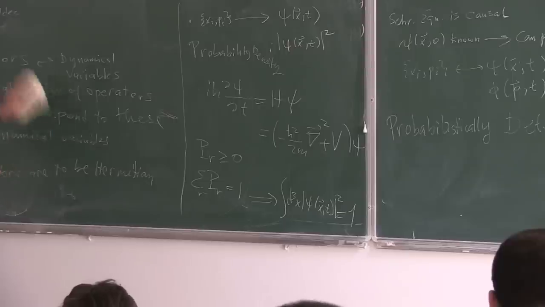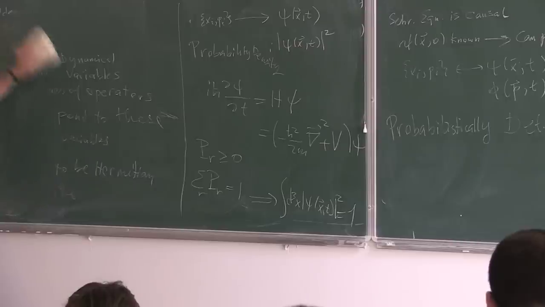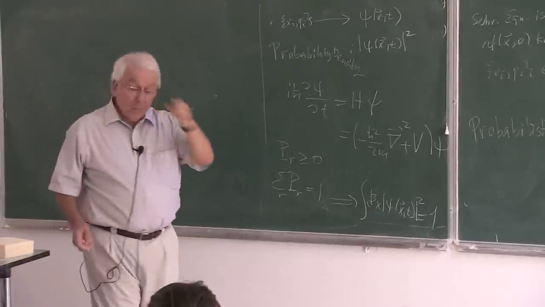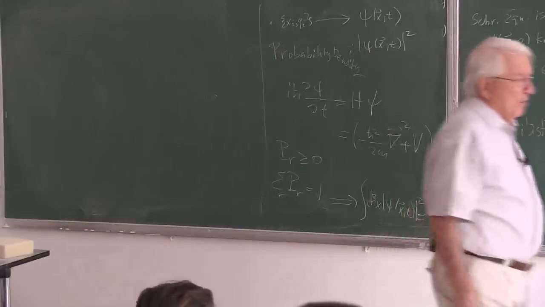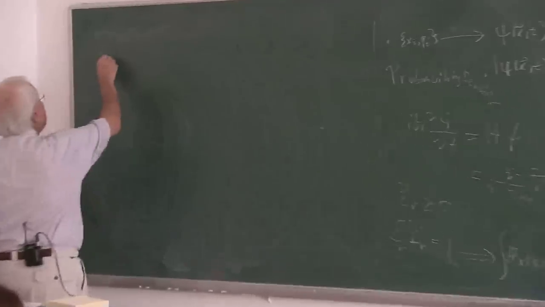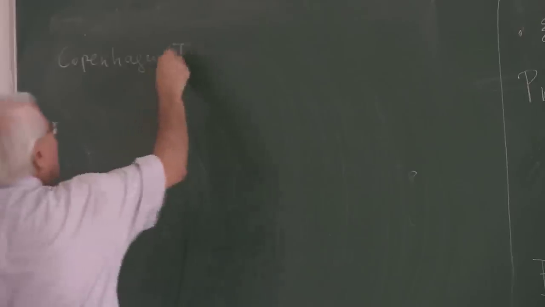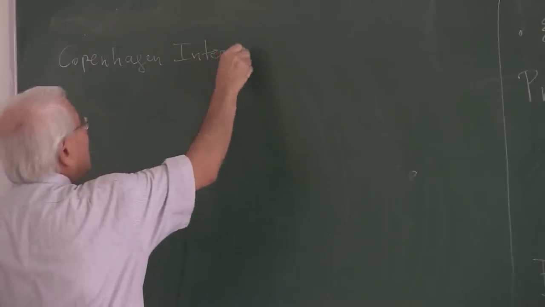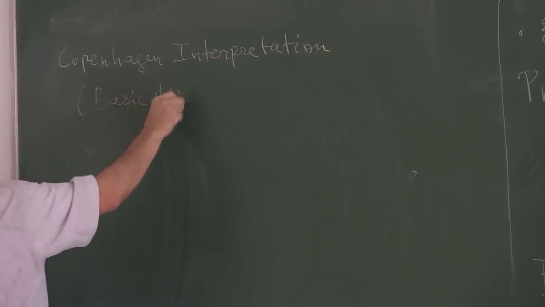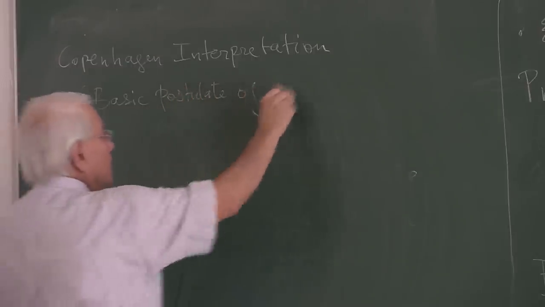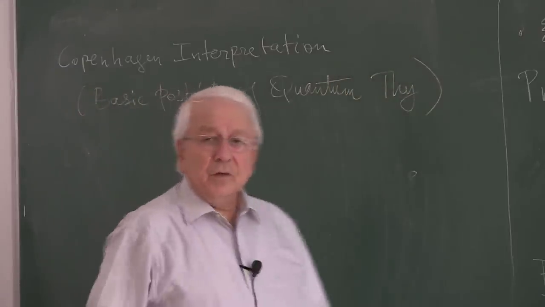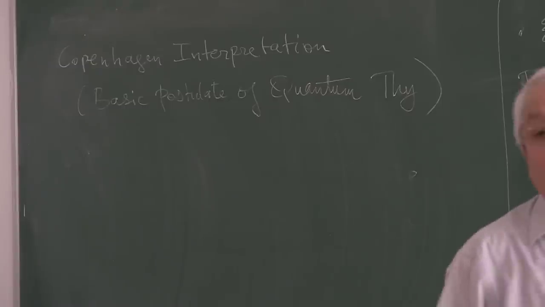So we are coming to an end of this quick review of the basic paradigms of the new theory, that is the quantum theory. It is the following now. What is the so-called basic postulate of the quantum theory, which is also known as the Copenhagen interpretation? Well, this is such a beautiful, simple principle. That's why it's so important.